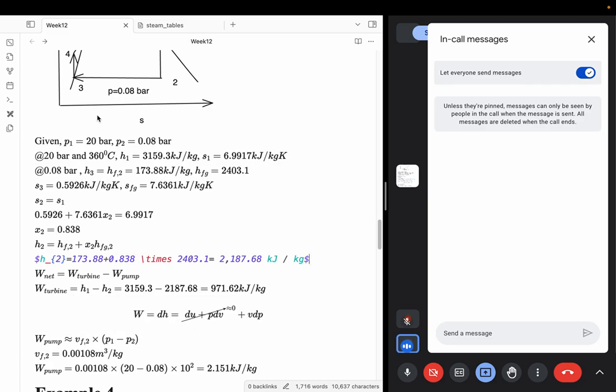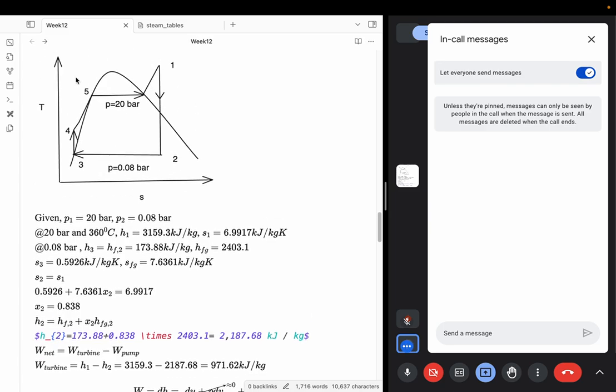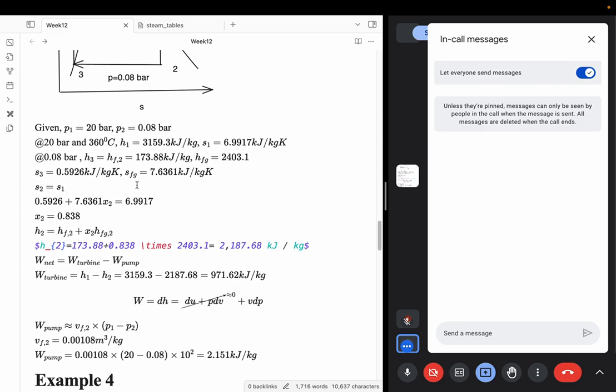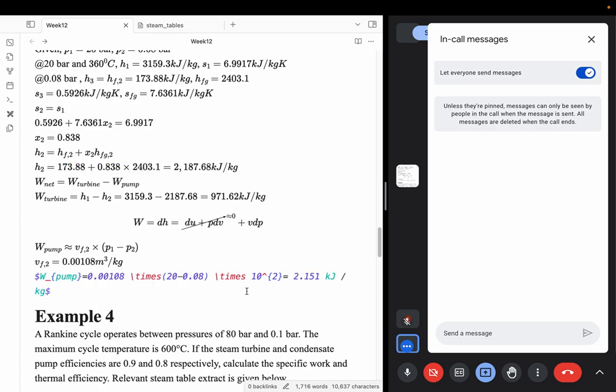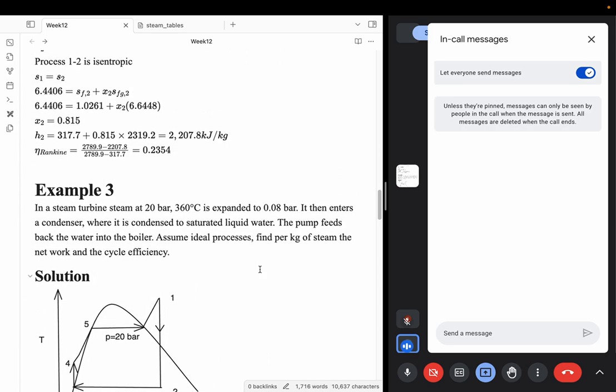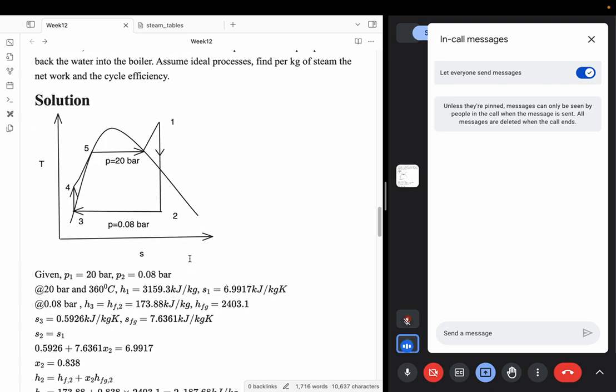So V is your specific volume at this state 3, that is equal to Vf2, times the delta P, which is P1 minus P2, the difference in the pressure between the boiler and the condenser. So that should give you the value of Vf2. Those are the things that are asked in the question. You're also asked to find the net work and cycle efficiency.